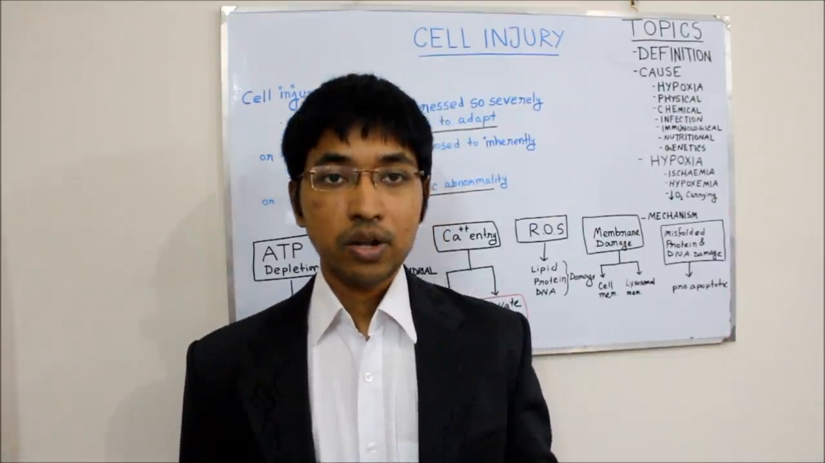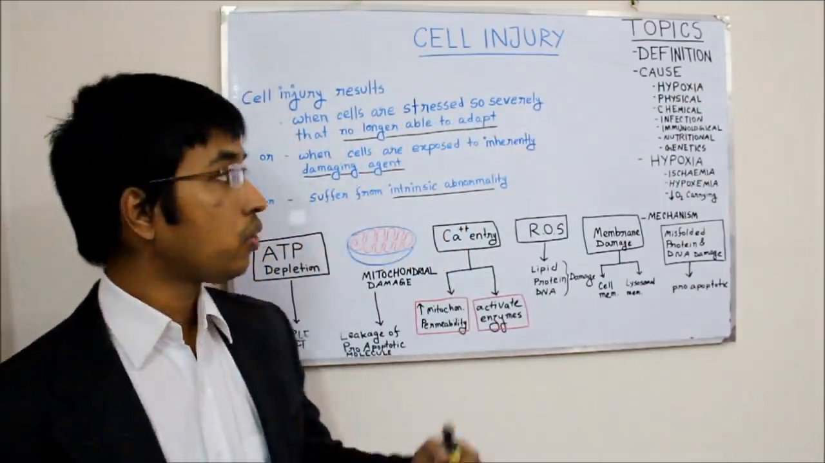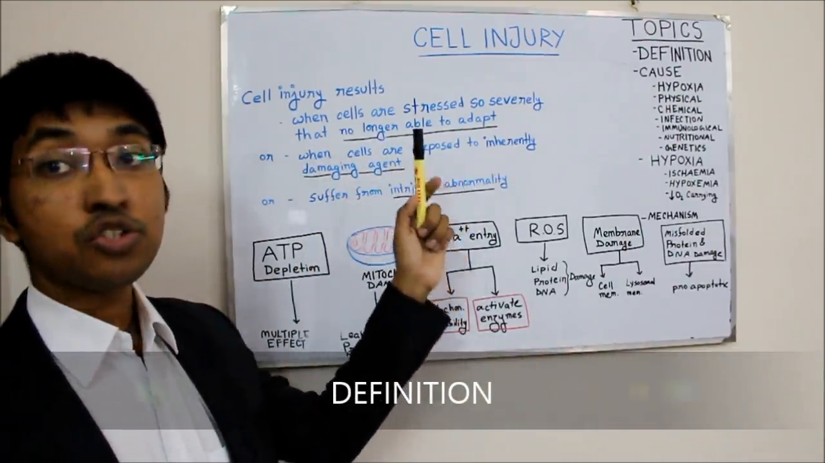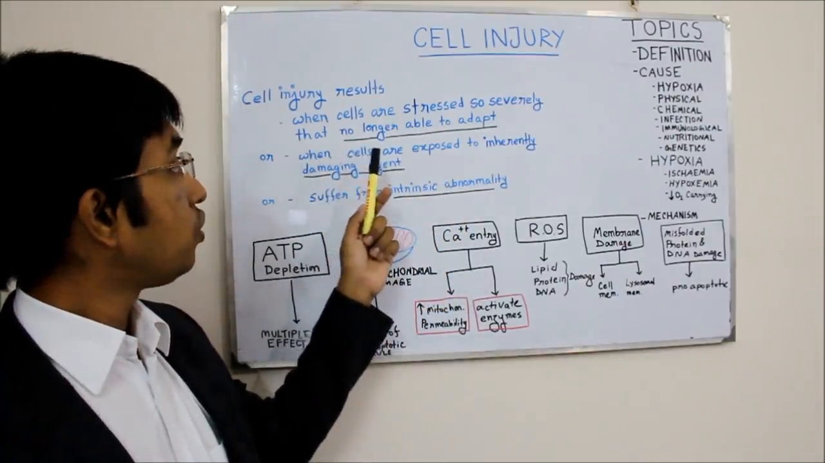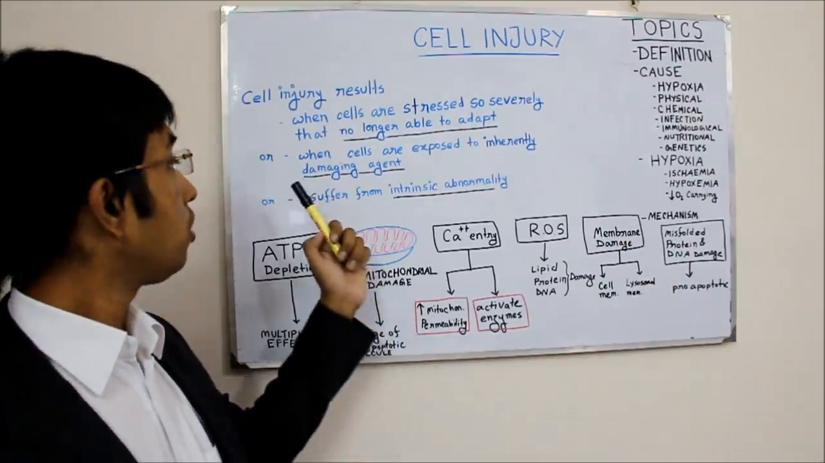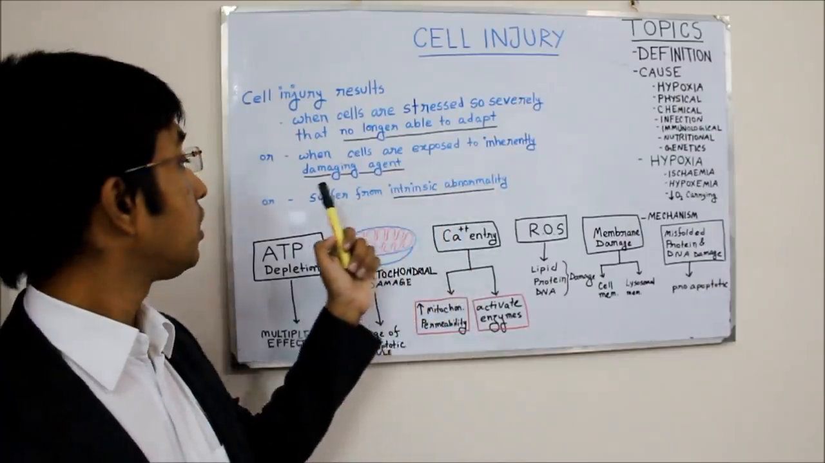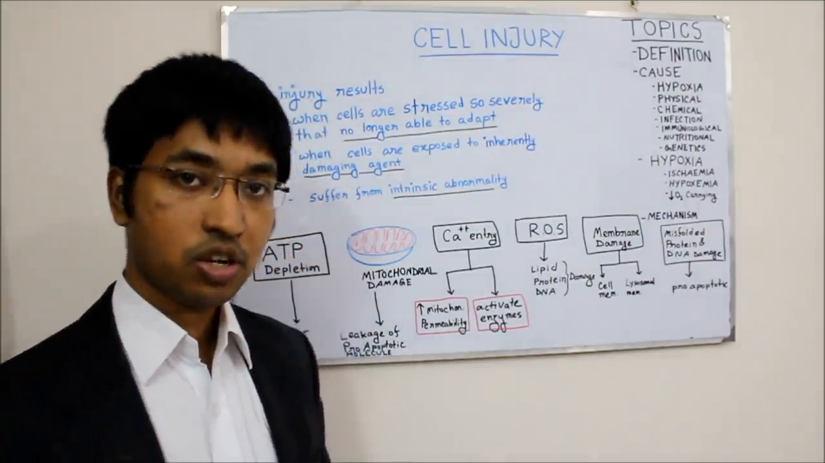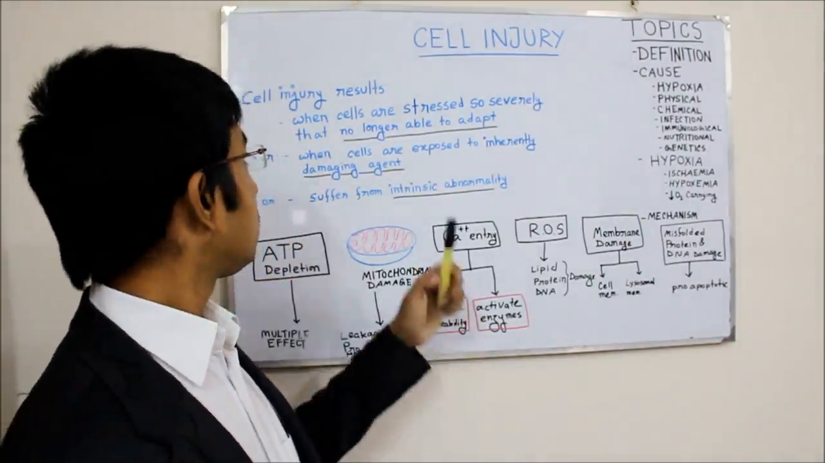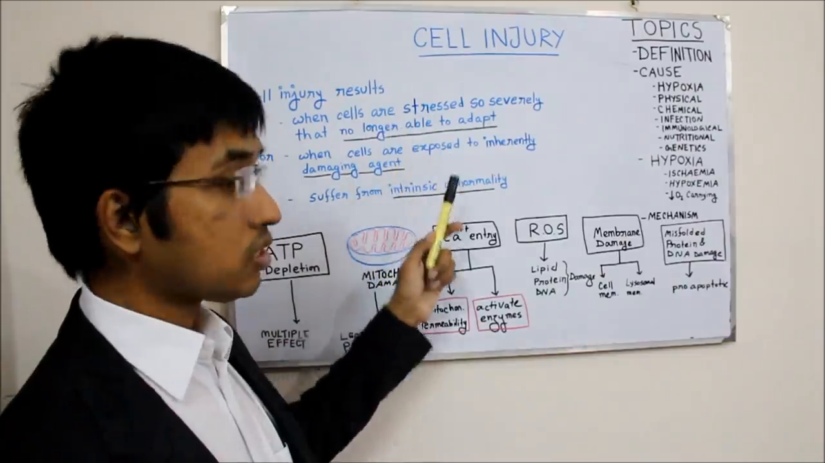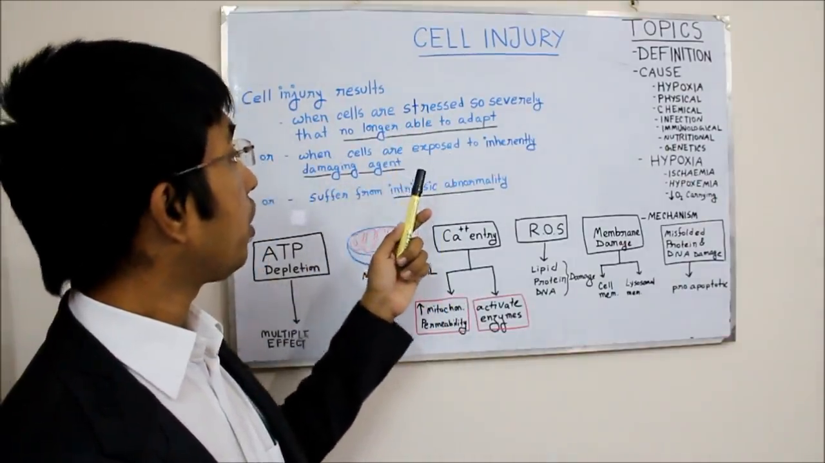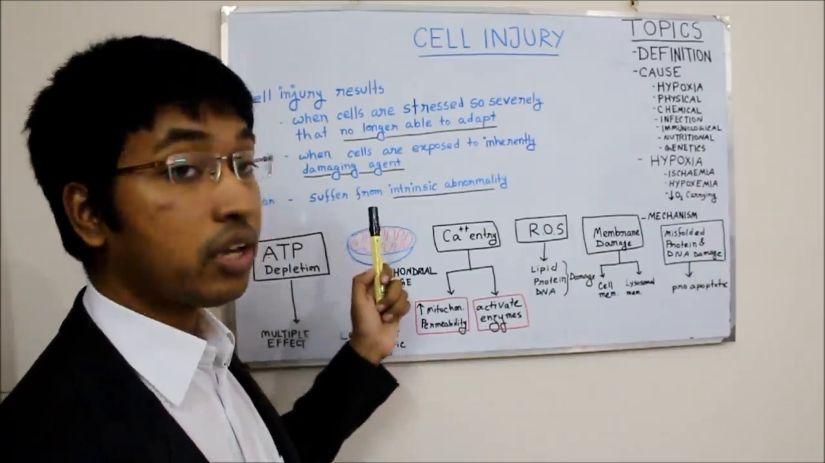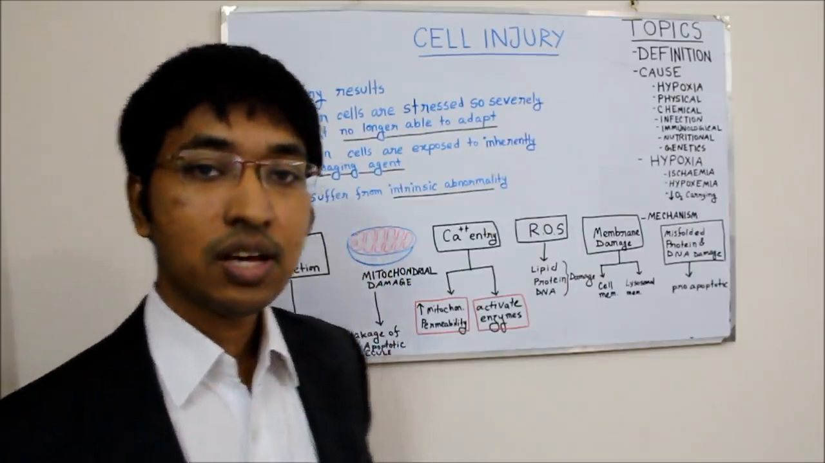Okay, so now let's look at the definition of cell injury. As you can see, I have written on the board: cell injury results when cells are stressed so severely that they are no longer able to adapt, or when cells are exposed to inherently damaging agents or suffering from intrinsic abnormality. I am repeating the definition again.